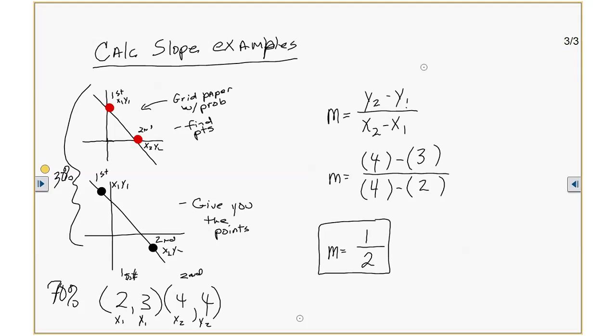So you're going to be given 2 points, some way, somehow. Either by the first 2 graphically, or the last one algebraic, or in a number sense. The first thing you do is assign your first point and your second point. You do that by going left to right. And then you label the 2 points, x sub 1, y sub 1, x sub 2, y sub 2. And then you plug and chug.